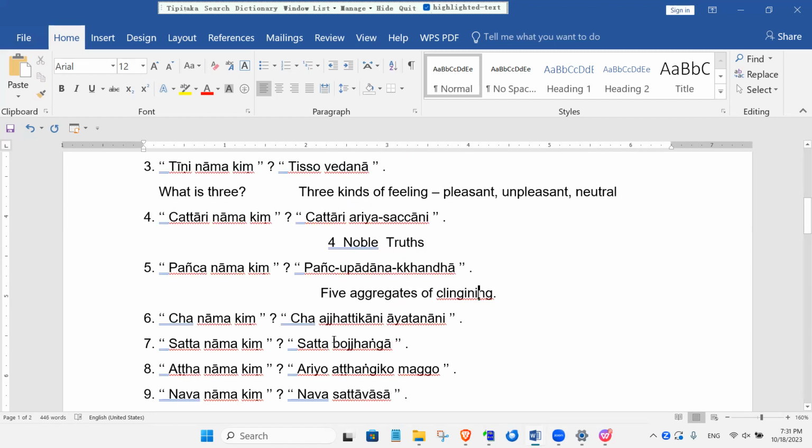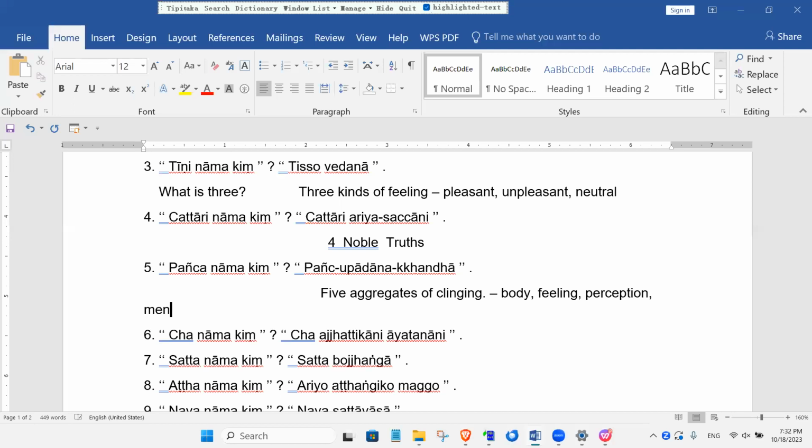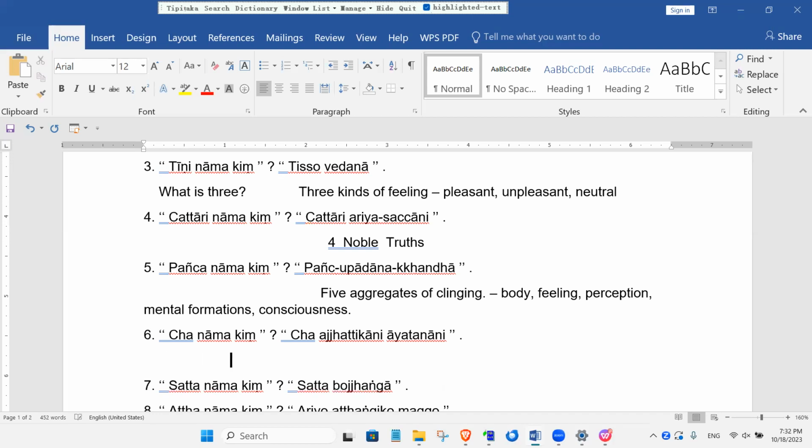So you know what is 5? Pancha: body, feeling, perception, mental formations, consciousness. Right? Okay, now what is 6? Internal sixfold base, internal bases.